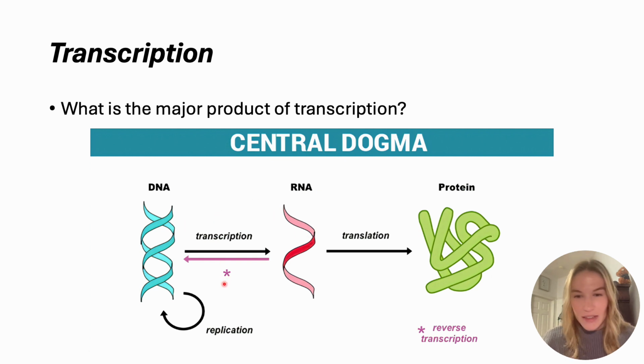Now, you might notice here this star, and that star is indicated over here. That is reverse transcription. And this is possible, but I don't do it. You don't do it. Bacteria don't even do it. The only thing that can really do this that we know of is going to be a virus. So viruses, some viruses, specifically retroviruses, are capable of doing reverse transcription through an enzyme aptly named reverse transcriptase.